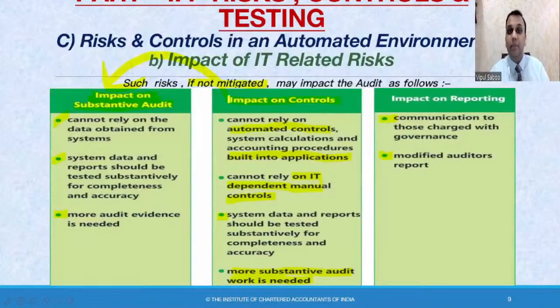So there will be impact on controls. The impact will be on our procedures as well. And finally, there will be impact on our reporting. Okay. So this is what happens when risks are not mitigated, and how the risks impact.